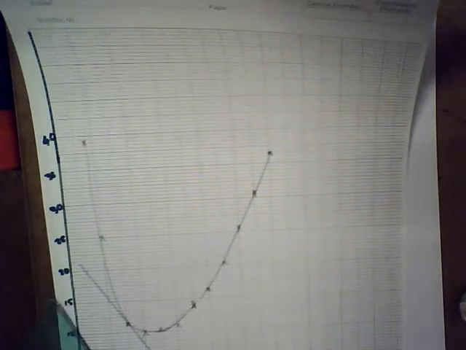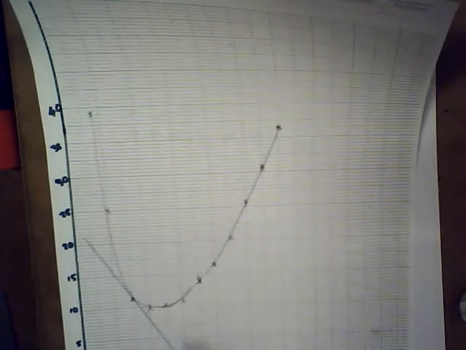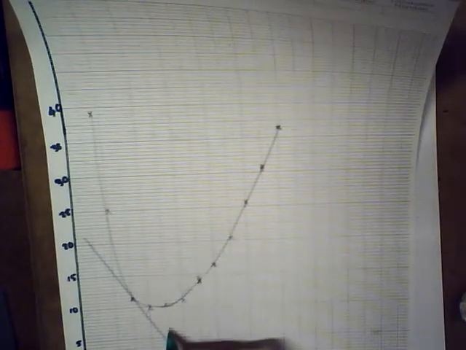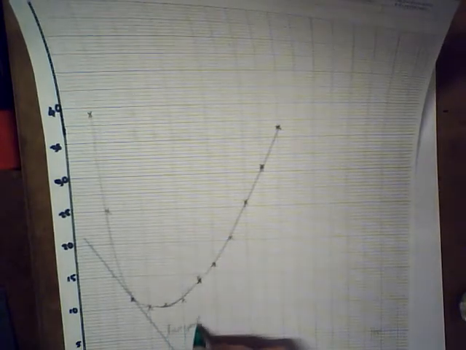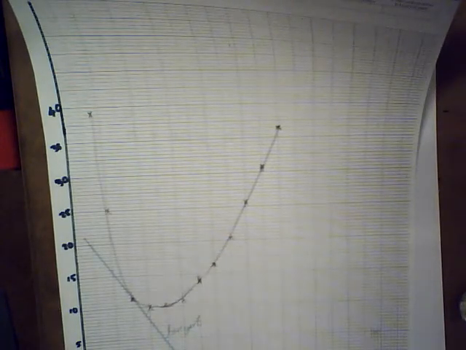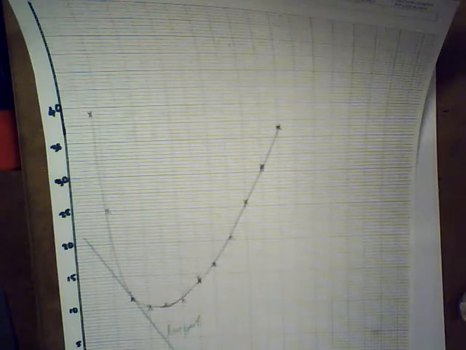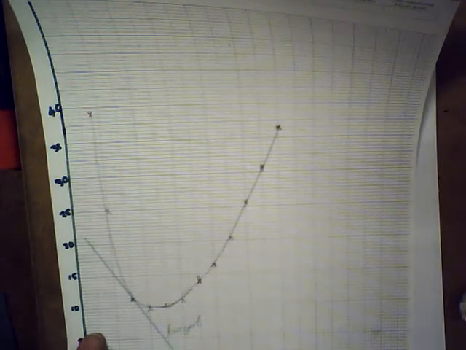There you go, and I've drawn the tangent there. Okay, so this is the tangent. Then what else do we have to do? And estimate the gradient of the curve at that point. Estimate the gradient just means that we've got to work out what the gradient would be at that point.